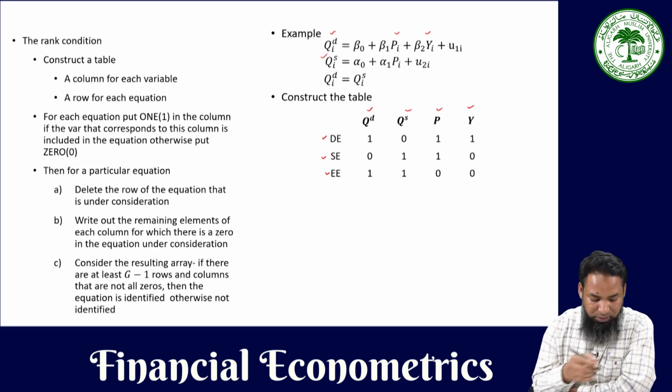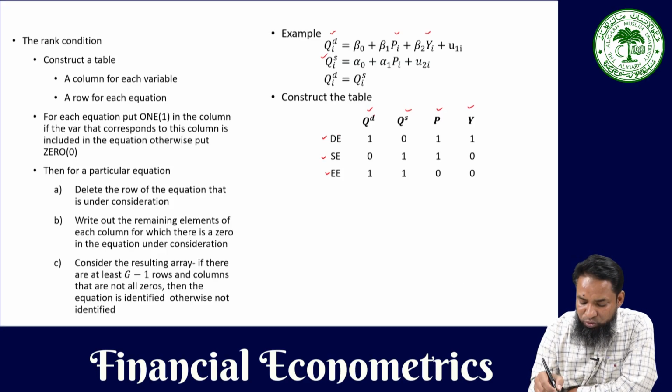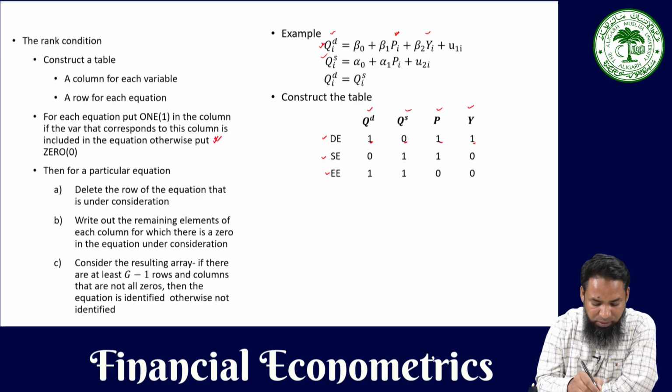Now, for each equation, put 1 in the column if the variable that corresponds to this column is included in the equation, otherwise put 0. Now let us take the demand equation. In the demand equation, this column is quantity demanded, which is present here, so we put 1. In the demand equation we do not have the quantity supplied, so we put 0. However, we have the price, so we put 1. Again income is present, so we put 1. So that's the step we are following here.